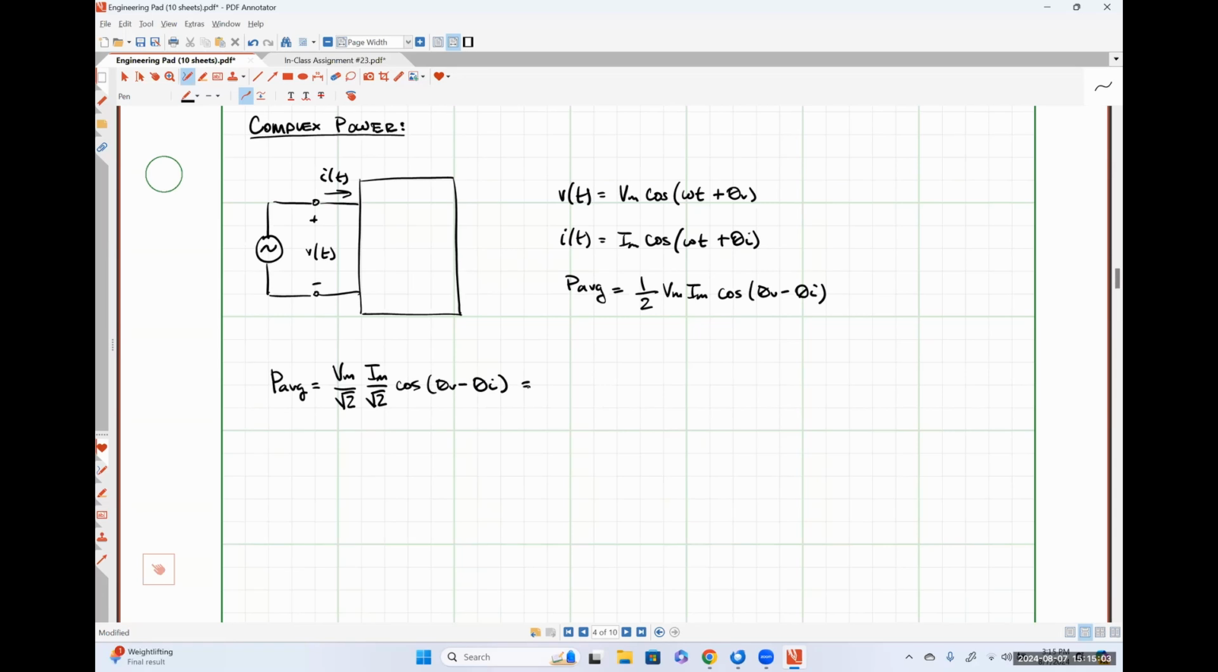So this is nothing more than V effective times I effective cosine theta V minus theta I. Using effective values means we get rid of that pesky 1/2 sign for DC relationships. So that's one added bonus of this. Now, this might be a little bit of a leap for you guys, but you actually have the background for this.